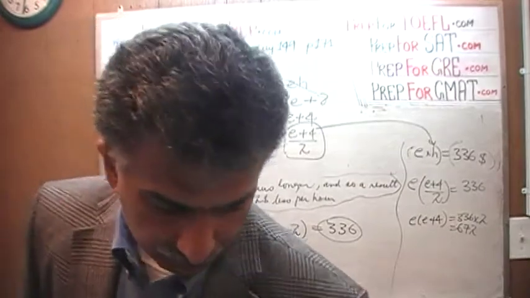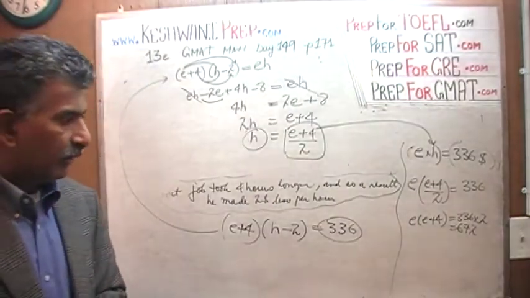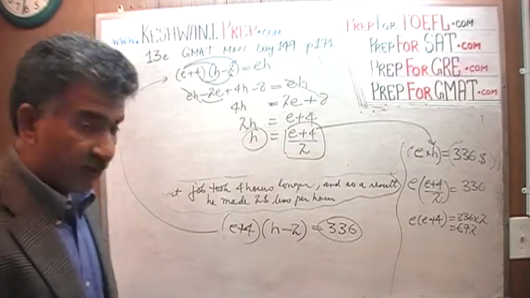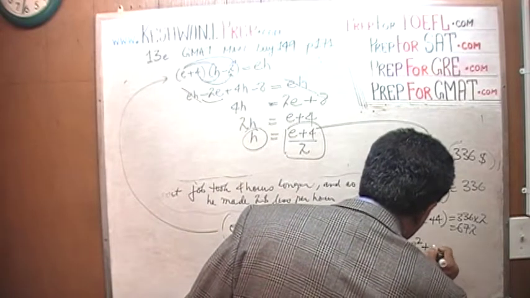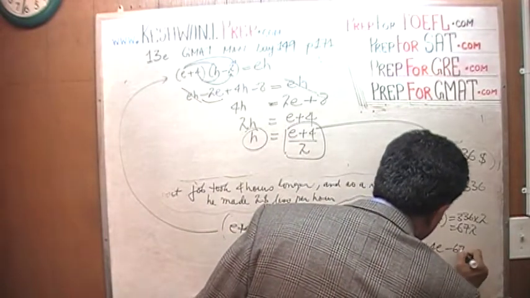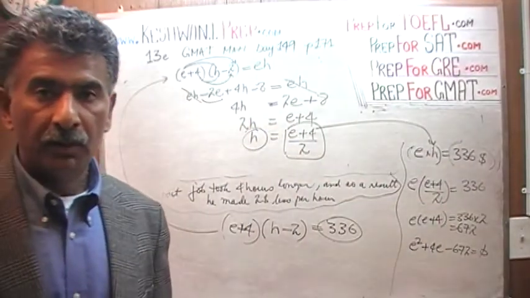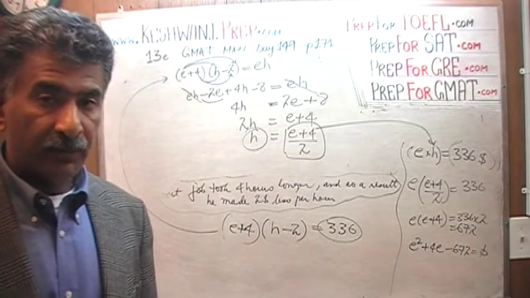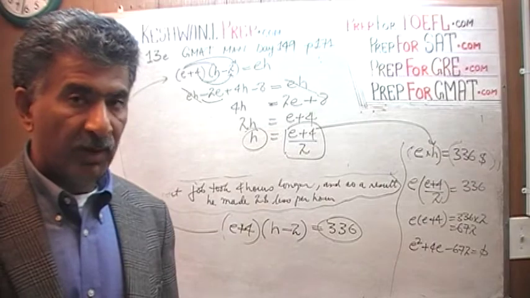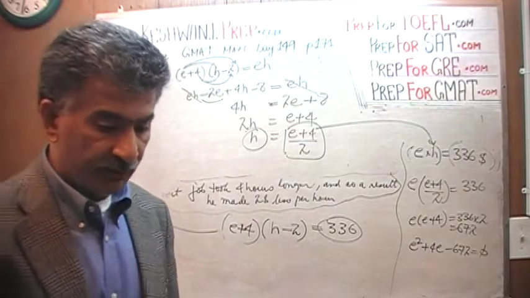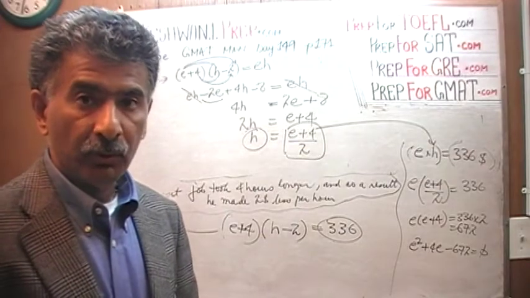Now at this point, before you open this thing into e squared plus 4e and bring the 672 here, here's what most people will end up doing. They will open this thing, end up with e squared plus 4e, bring the 672 here, and try to solve this thing with quadratic equations. You could do that, using the quadratic formula or by factorization. You could do either of those things, but only if you want to make your life a pure hell.